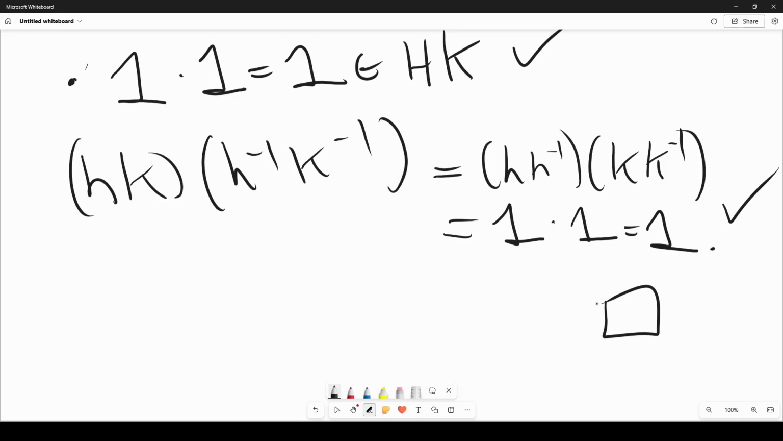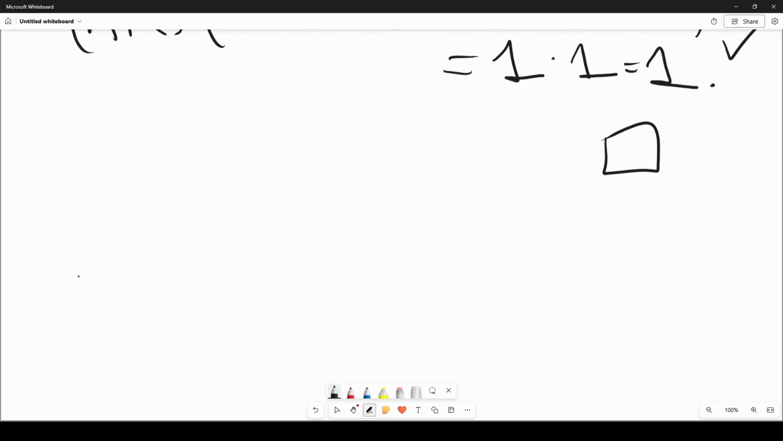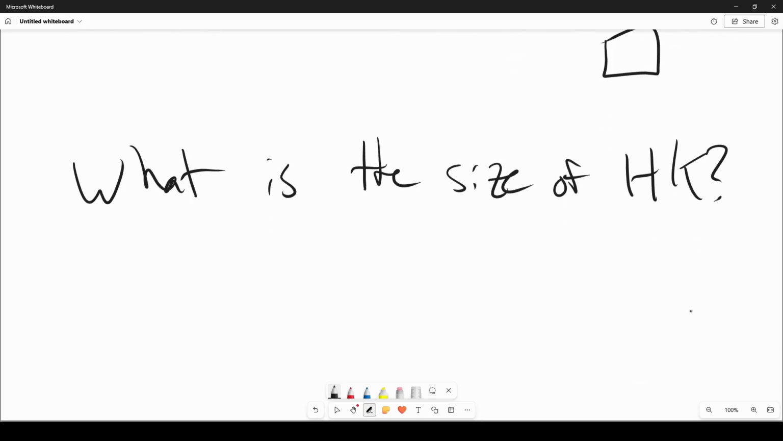Now that we know it's a subgroup, let's try to find even more things about it. So you might be curious, how big is this? What is the size of HK? It's not immediately obvious, assuming, of course, that it's a subgroup.